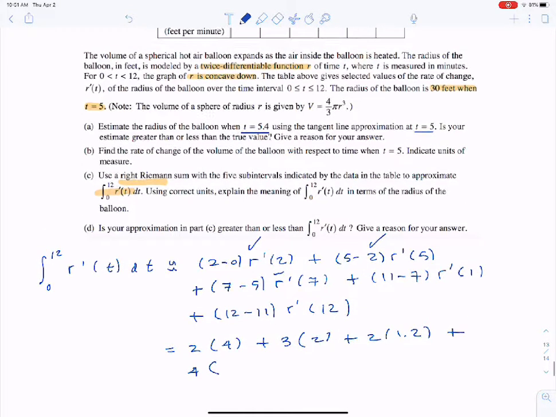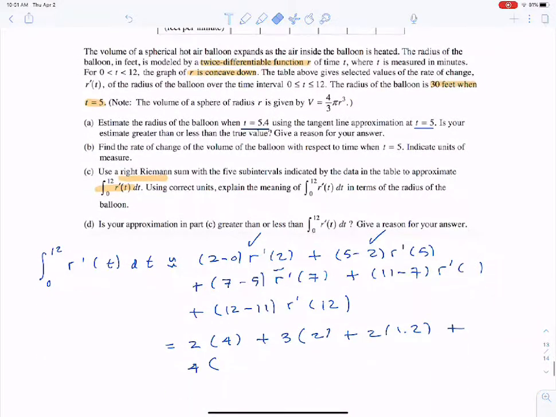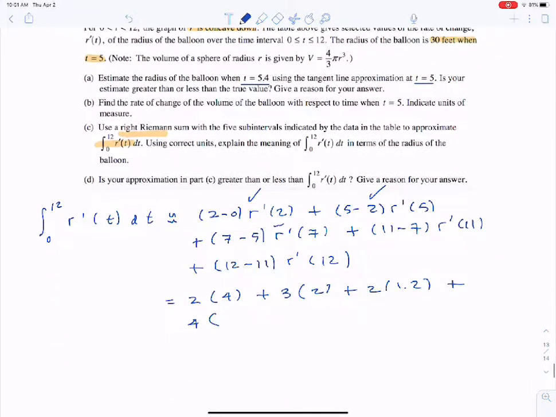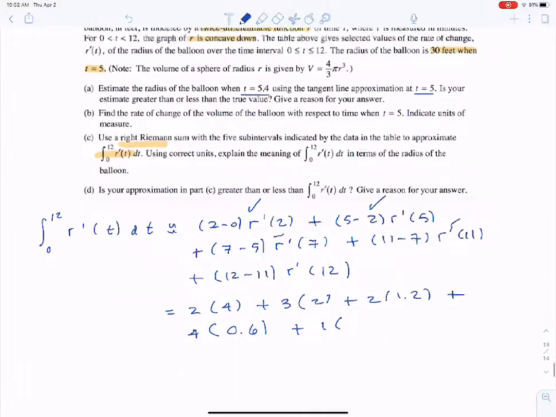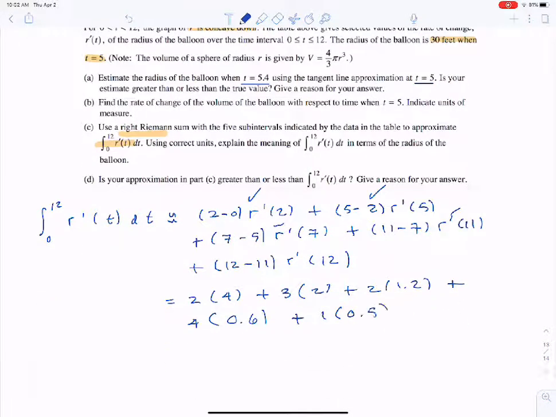So r prime of 11, which is 0.6. And then finally, it is 1 times r prime of 12, which is 0.5. Okay? And then, did they ask for units or anything? They did ask for units.